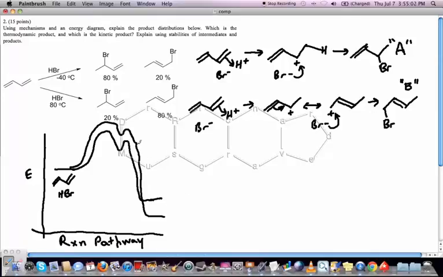Right, so it turns out that this is the energy curve, or the curve for product A. And A is going to be this product here. And this is going to be product B down here.